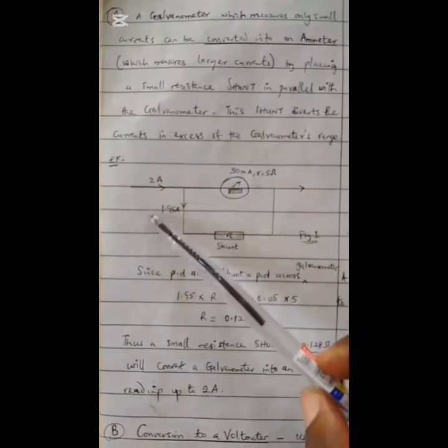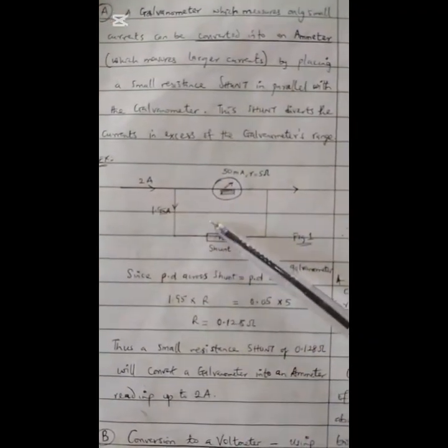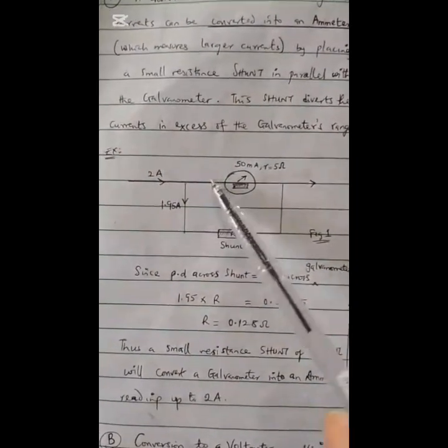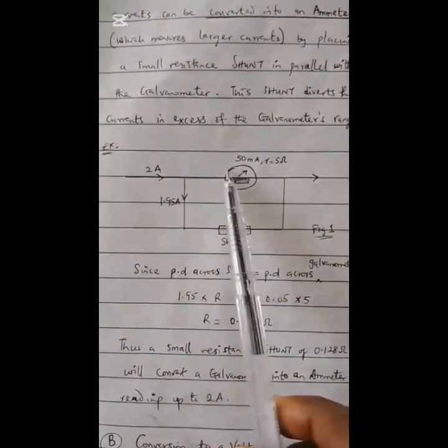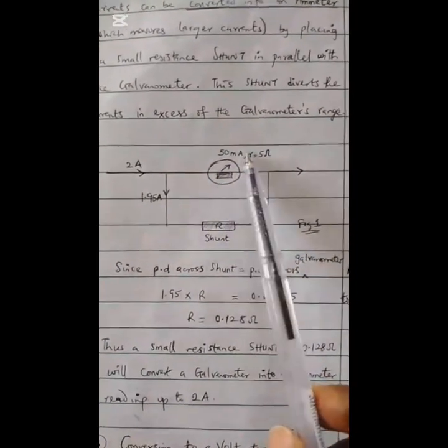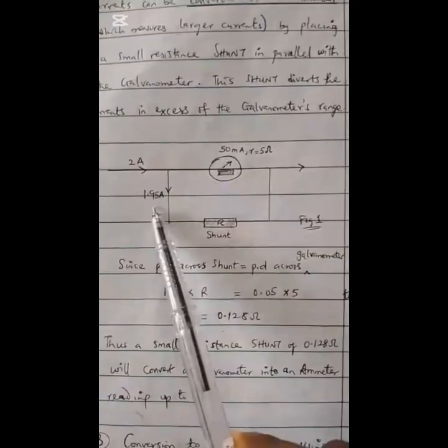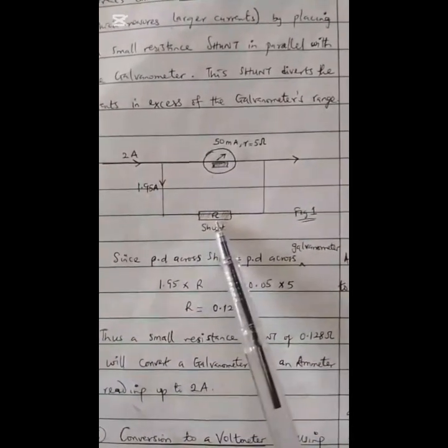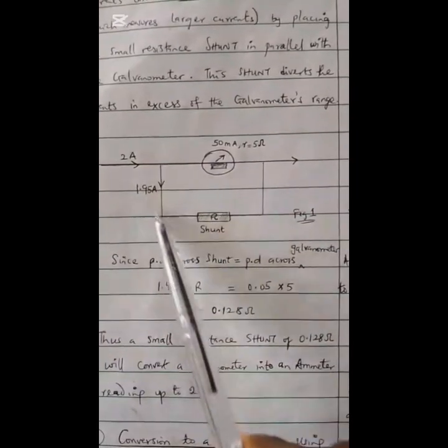So let's consider this example. Like I said, this is our galvanometer. It has a full-scale deflection of 50 milliamperes. And we want it to be able to measure a current of 2 amperes. So what's going to happen is 50 milliamperes will pass through, and if you subtract 50 milliamperes from 2 amperes, you're left with 1.95 amperes. And so the 1.95 amperes will be diverted through this smaller resistance, because the smaller the resistance, the more current can pass through.